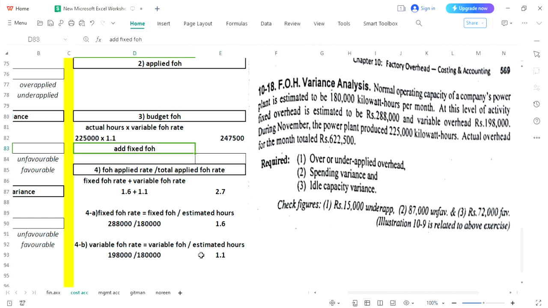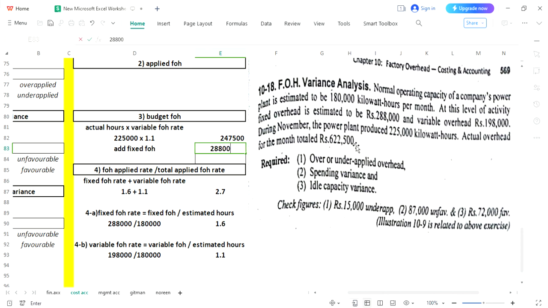The first element has been sorted out, and now you need to calculate the second part, which is fixed FOH. And how much fixed FOH is, you have already seen. Look at this, fixed overhead is 288,000. So you will write 288,000 over here, and finally it's time to calculate total budget FOH. How would you calculate budget FOH? By adding both.